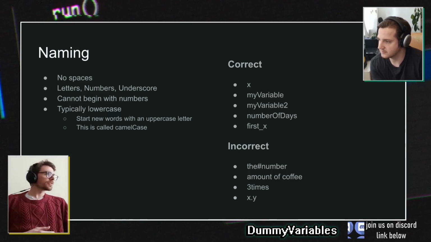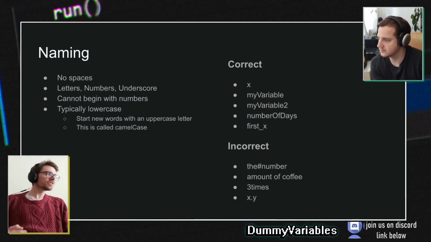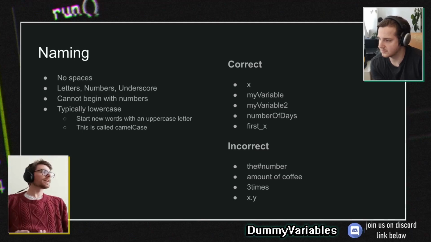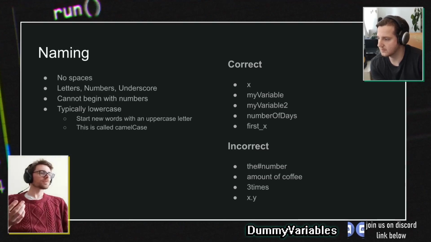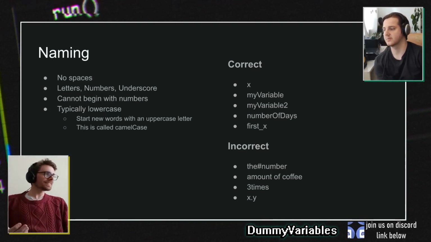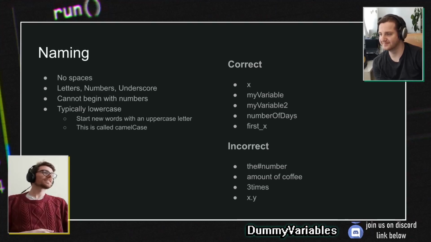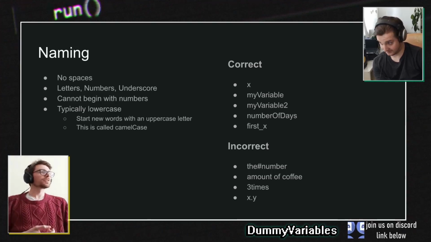So those top 3 points under naming, they're rules. But I've also written a convention that people do. People typically write them in lowercase. And if they write more than one word, then they start each of the other words with a capital letter. So it sounds a little bit complicated. It's called camel case because of the humps. The capital letters make the humps. So you can see under correct, I've got a variable called number of days.